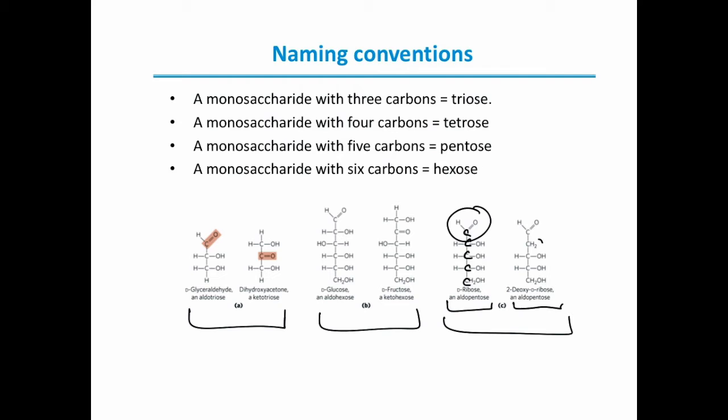But notice this carbon doesn't have an OH group, so it's called 2-deoxy-D-ribose. Here we have some hexose sugars. So this would be an aldohexose because it has an aldehyde and 6 carbons, and this would be a ketohexose because it has a ketone and 6 carbons. And this is your D-glucose, this is your D-fructose.